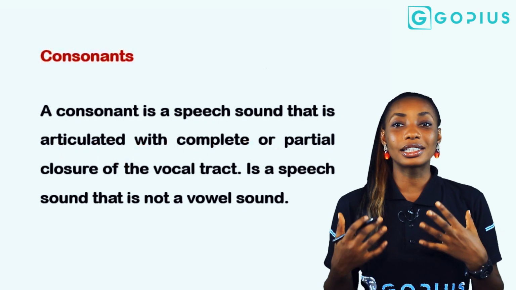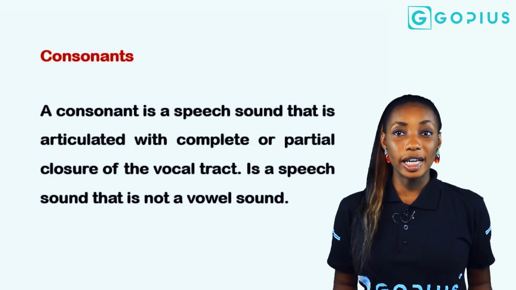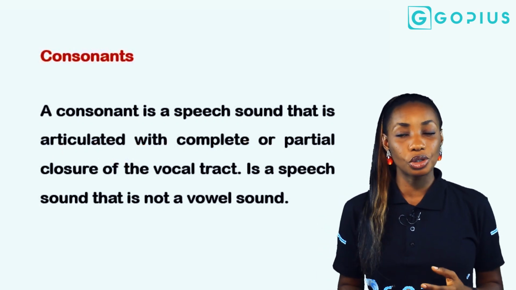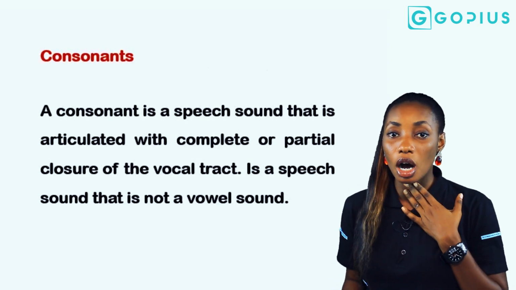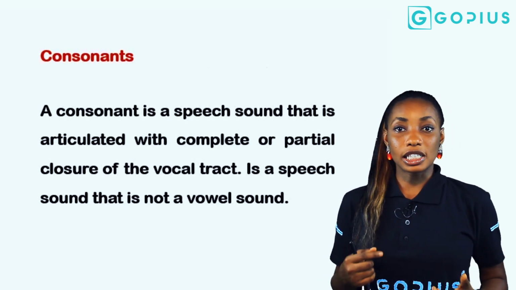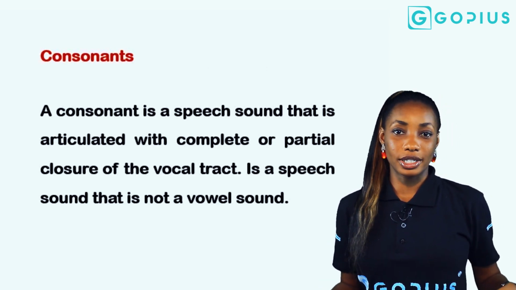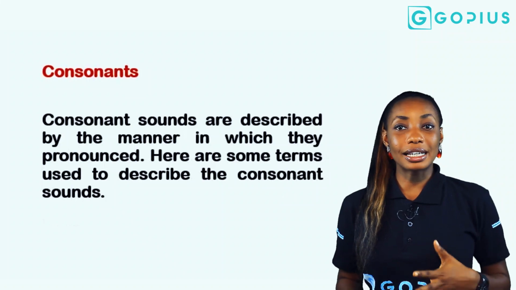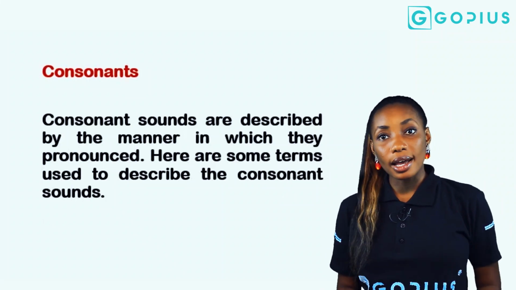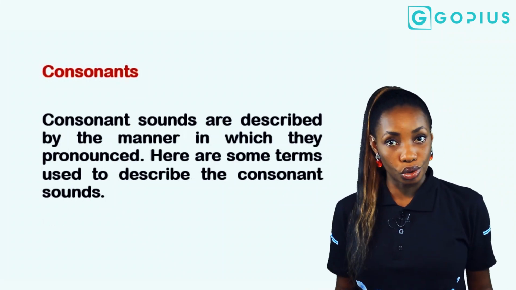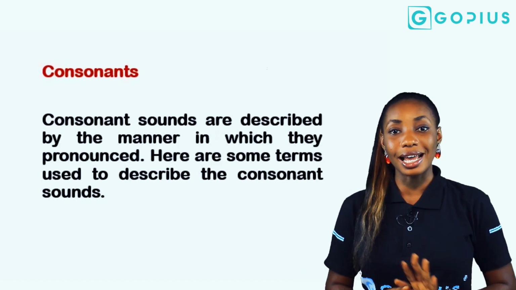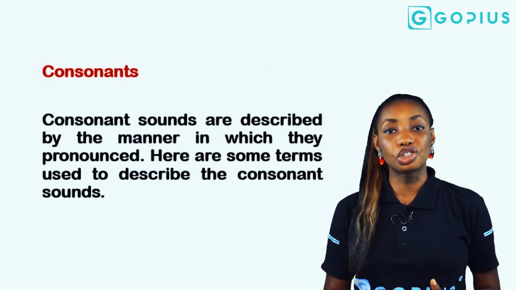So, a consonant is a speech sound that is articulated with complete or partial closure of the vocal tract. It is the speech sound that is not a vowel sound. So it's either a vowel sound or it's a consonant sound. Consonant sounds are described by the manner in which they are produced. So let us find out and learn some terms that describe consonant sounds in the English language.